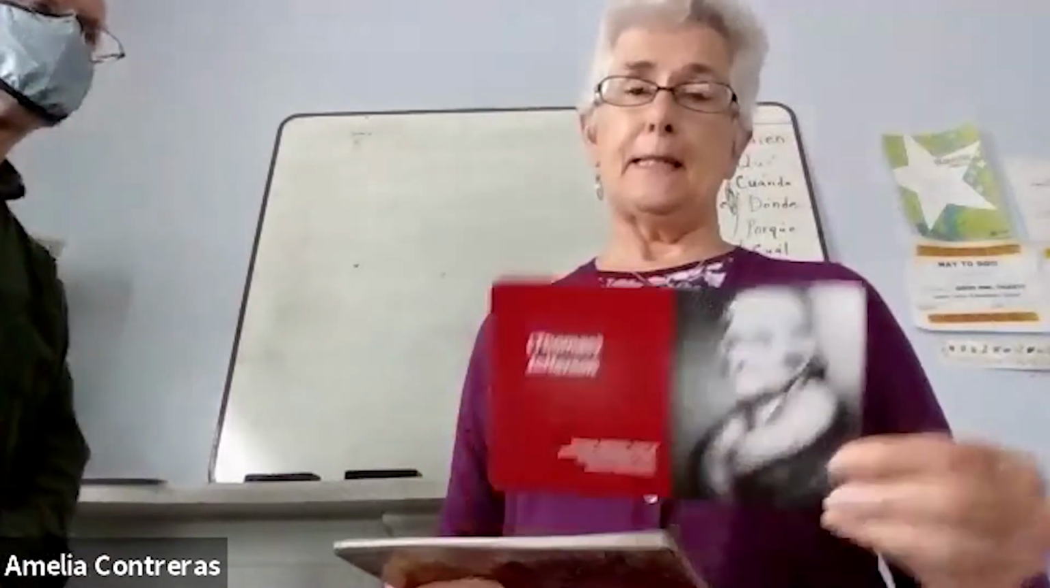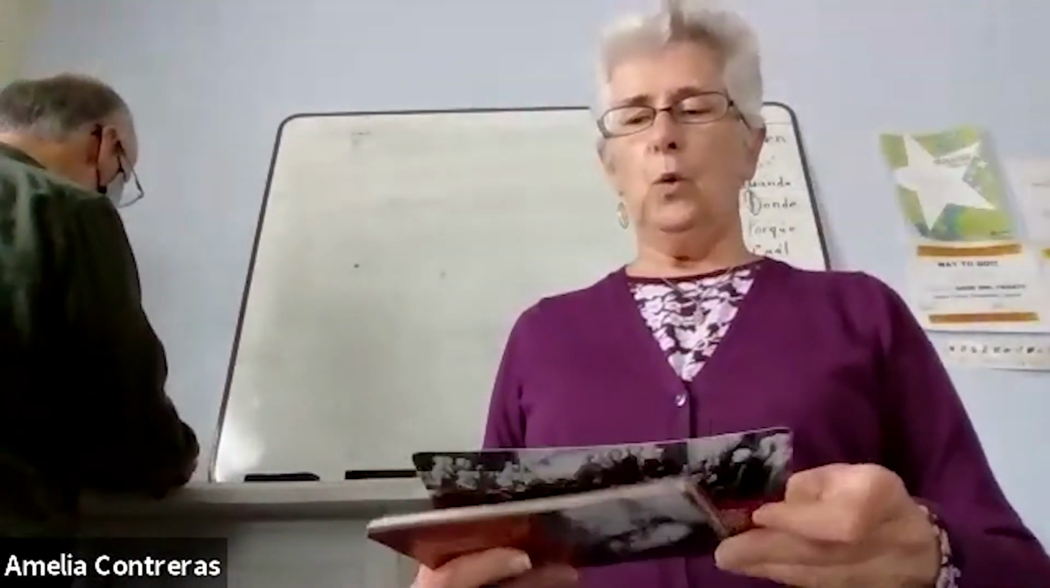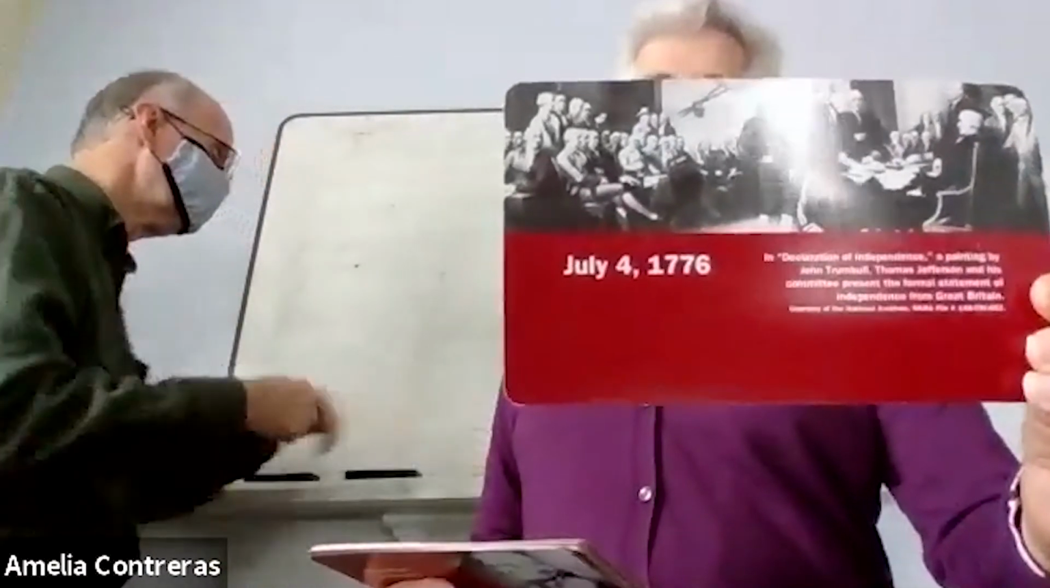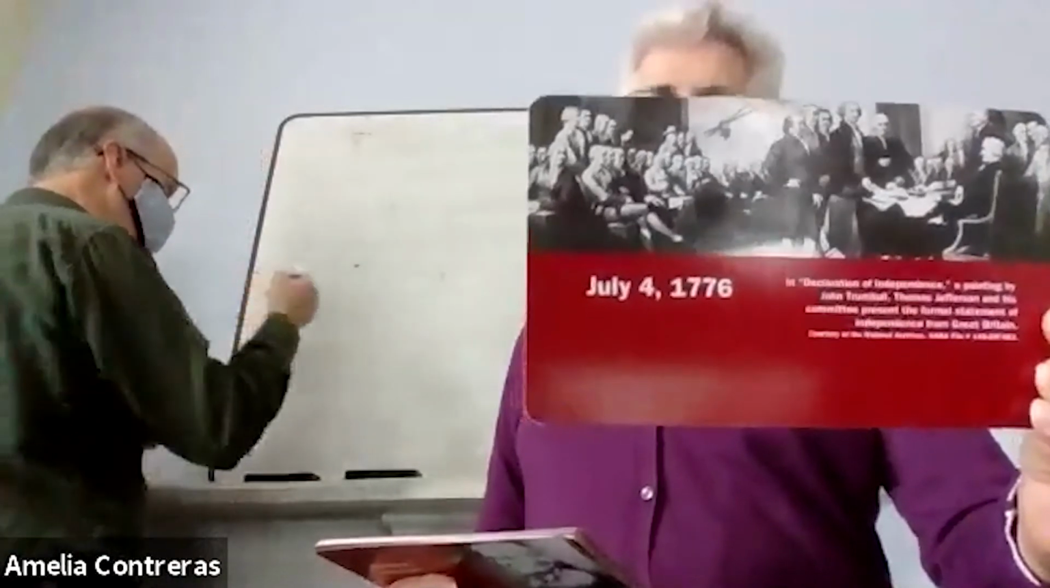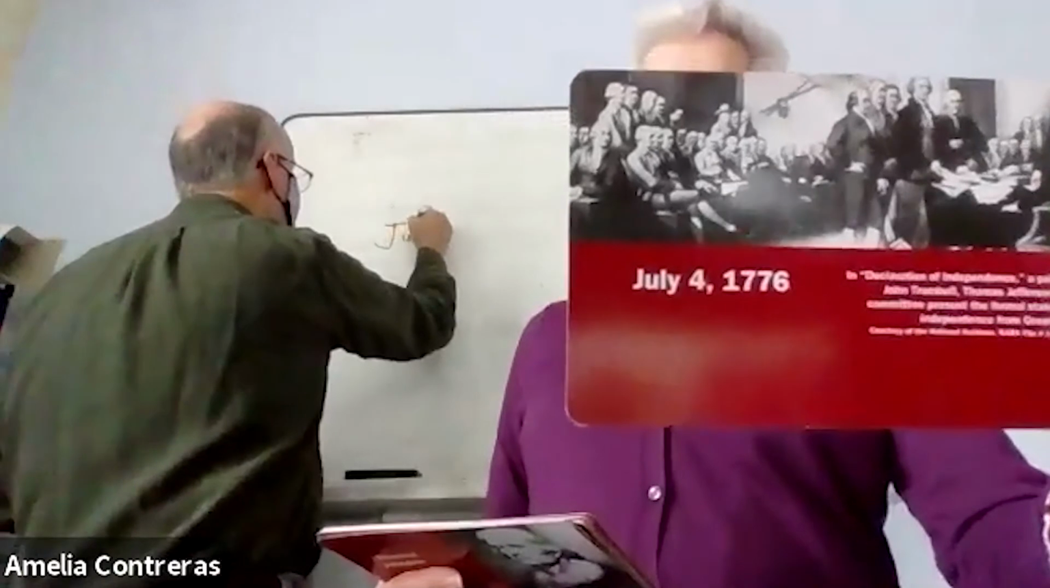Who wrote the Declaration of Independence? Thomas Jefferson. When was the Declaration of Independence adopted? July 4th, 1776. We have to remember the whole date. So that's July 4th, 1776.